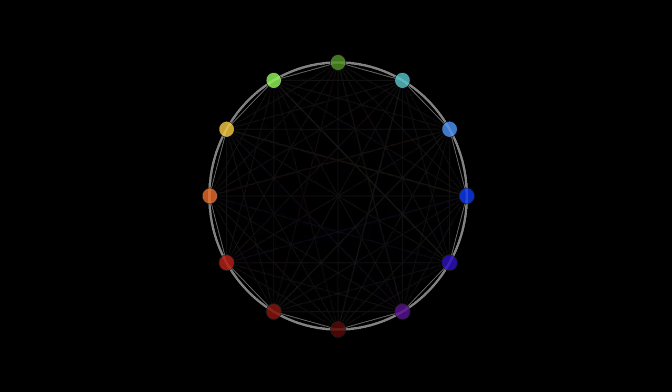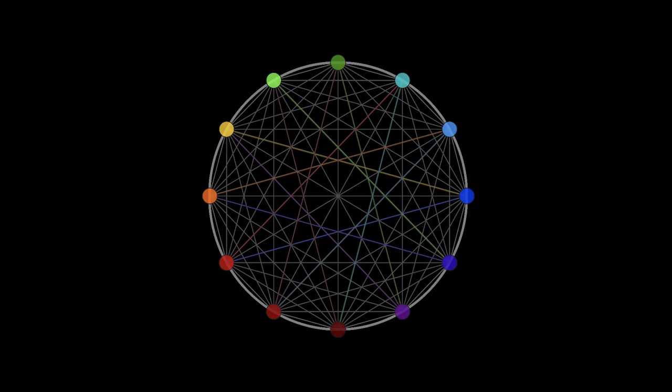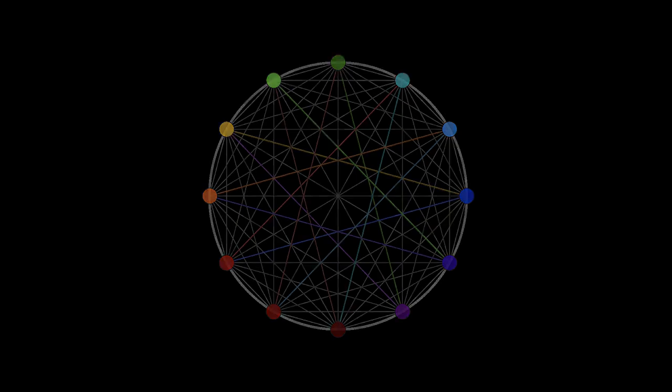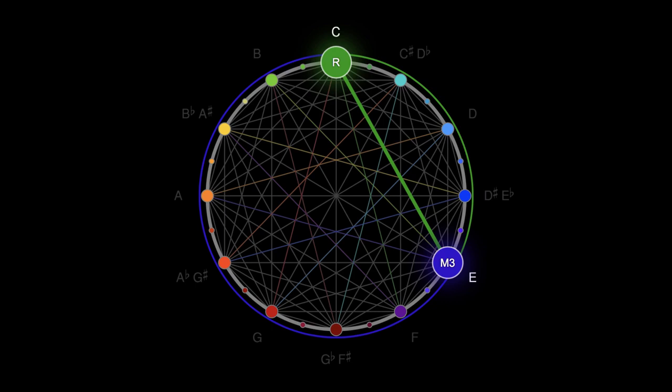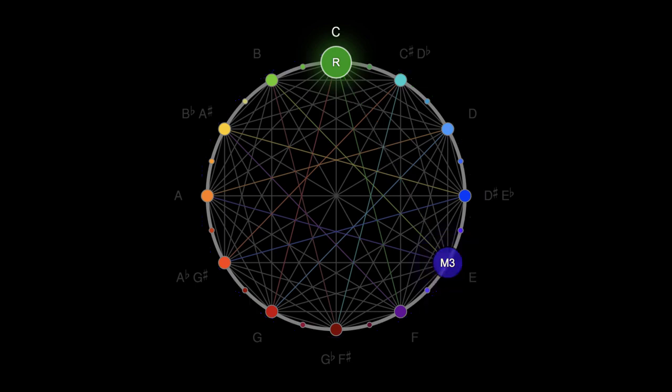A circle, for example, represents a perfect octave. The 12 points of a regular dodecagon align perfectly with the 12 notes of the chromatic scale. Connecting these points with straight lines creates a dodecagram. Any line connecting 2 points on the circle represents an interval, the simplest form of chord.